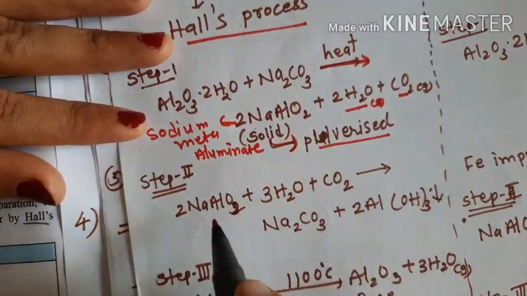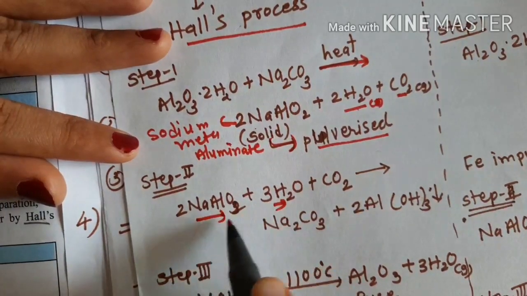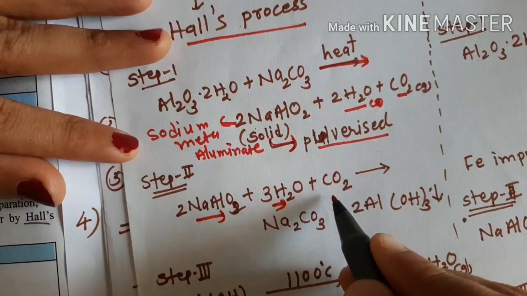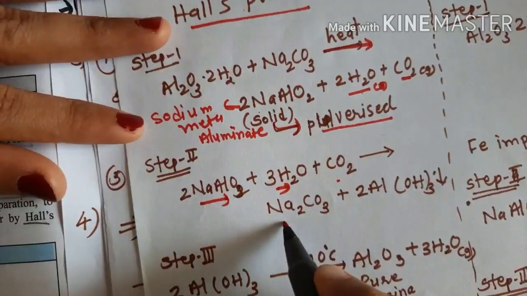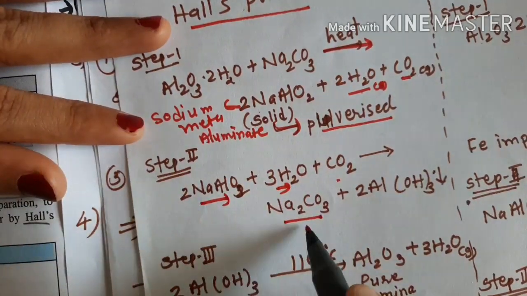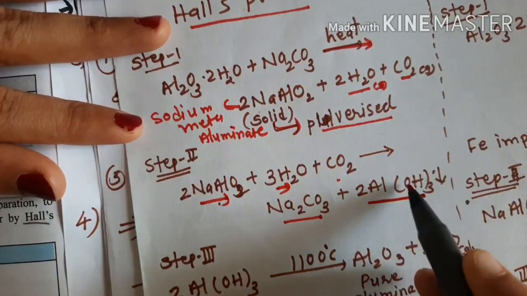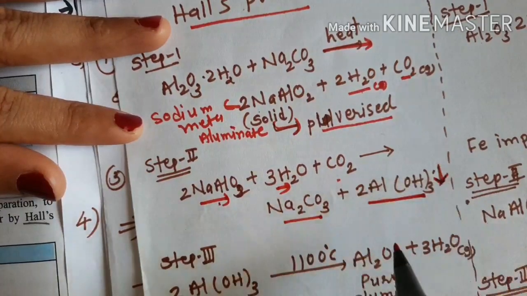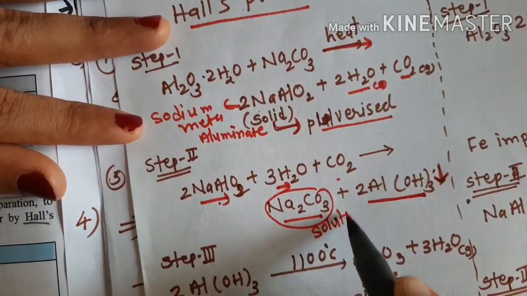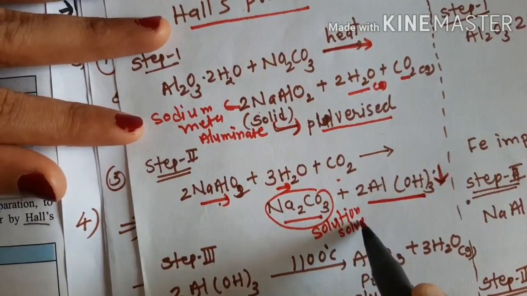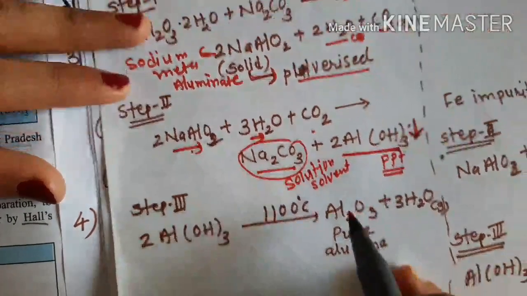Now, first we take the sodium meta-aluminate. This sodium meta-aluminate is dissolved into the water, and after dissolving, if we pass the carbon dioxide through the solution, sodium bicarbonate will form, which means the sodium is taken out, and now aluminium hydroxide, Al(OH)3, is formed, which comes as a precipitate, and the rest is a solution. This is the solvent, and here these are the precipitate. PPT I am writing, which means precipitate.